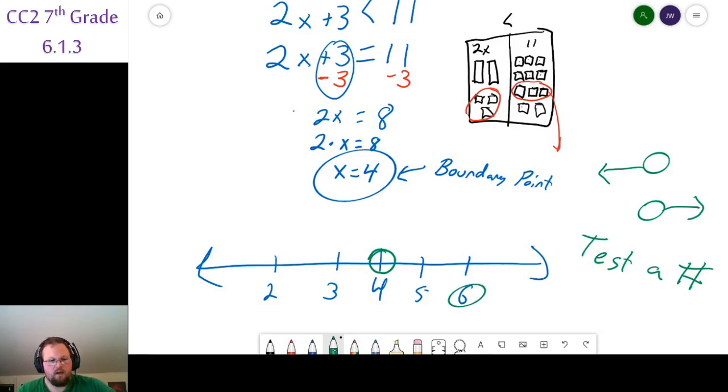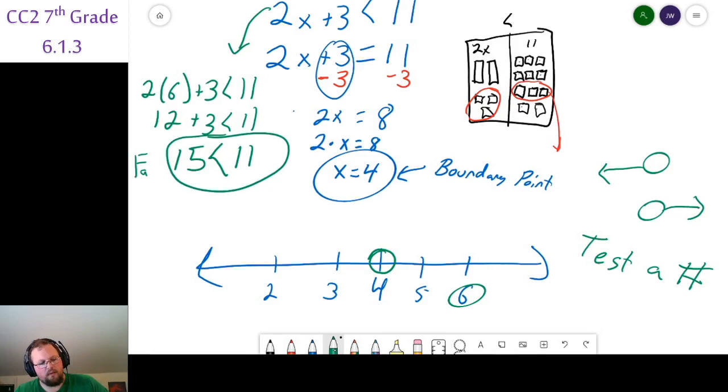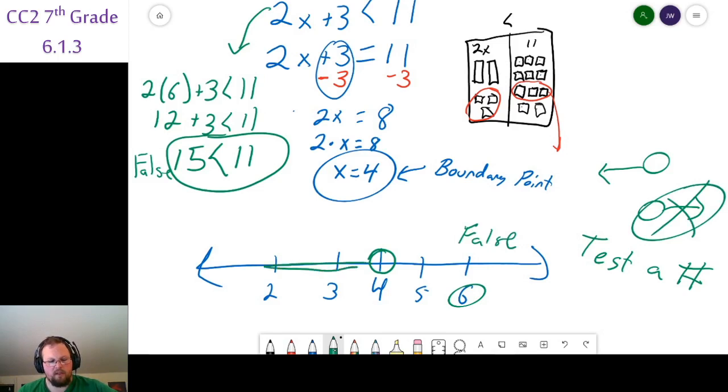Let's just test 6. You take the original expression over here and you say, well, 2 times 6 plus 3 less than 11. 2 times 6 is 12 plus 3 less than 11. 15 is less than 11, and just by saying it out loud, you realize that this is false. So I know that my arrow is not pointing to the right because this made it false. This was a false section. So my arrow points off to the left and goes that way. And you could test any smaller numbers than 4 and do that. Testing 4 itself will not work.